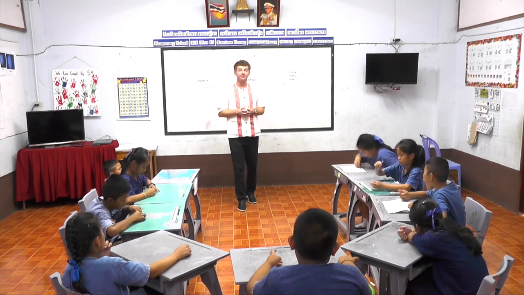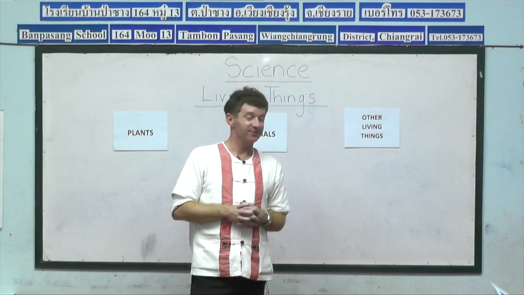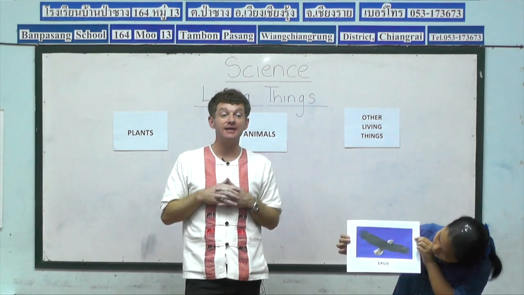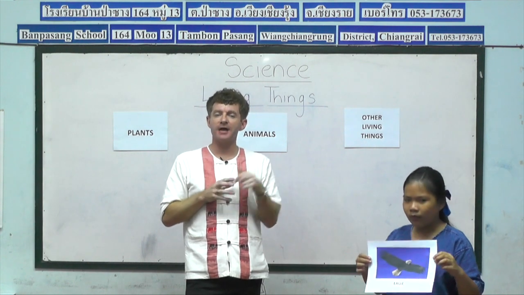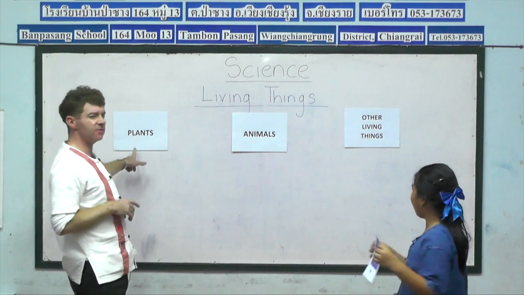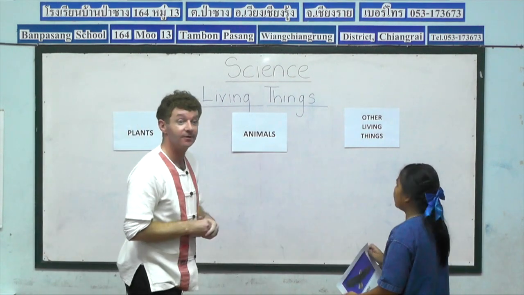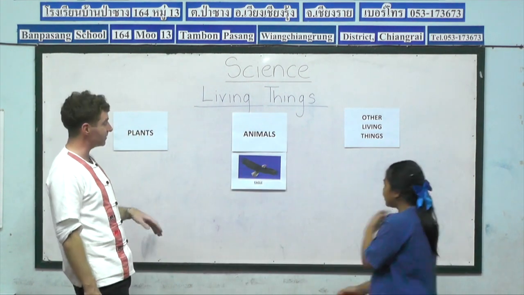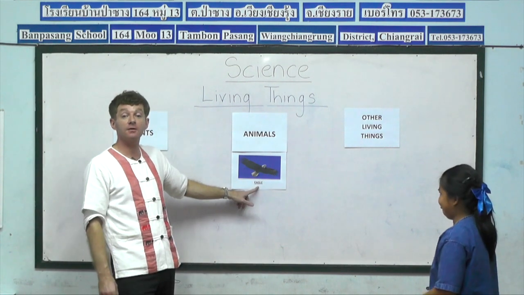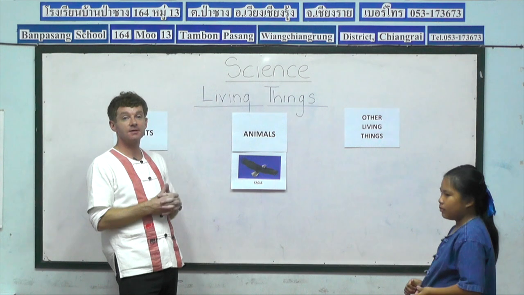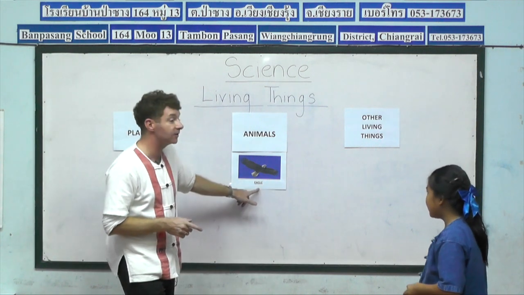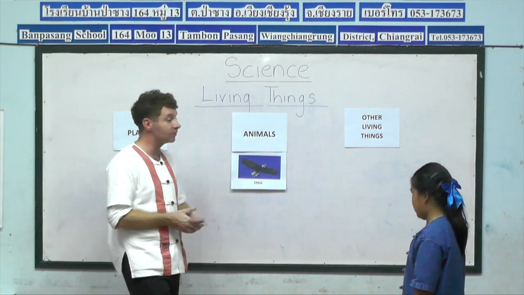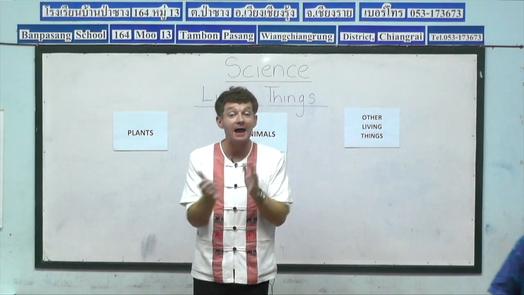Lakau. Bring your picture to the front of class, please. Okay, and can you hold up and show your friends? What do we have, guys? What can you see? Eagle. Now, what type of living thing is an eagle? Is it a plant? No. Is it an other living thing? No, it's an animal. Okay, so we can place eagle under the animals category. And all together, eagle, animals. Okay, Lakau, can you say eagle, animals? Eagles belong in the animals category. Thank you very much, Lakau. Round of applause for Lakau.